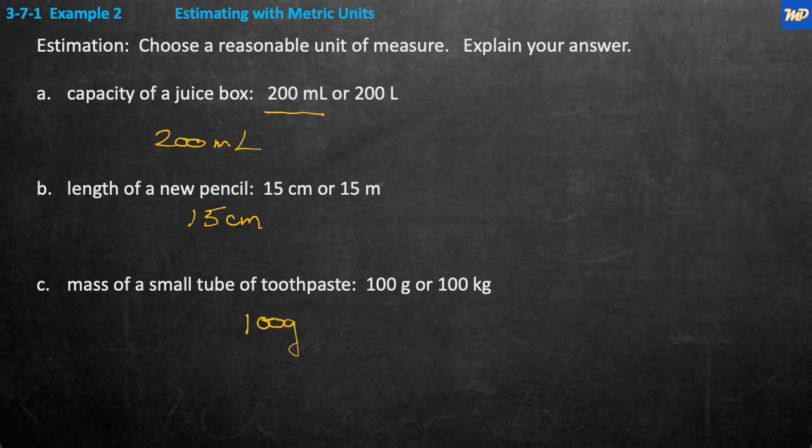And the reason why is 100 kilograms. A kilogram is half the weight of a book, a textbook. And so do we measure toothpaste in weights that would be like 50 textbooks worth of weight? No, we measure it in grams. So 100 grams would be the answer here.